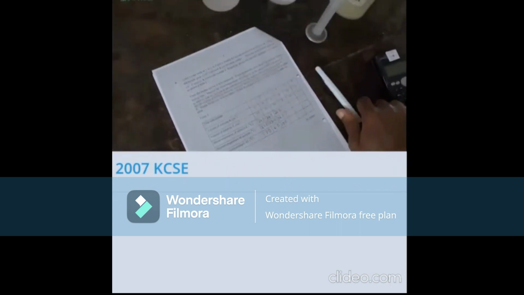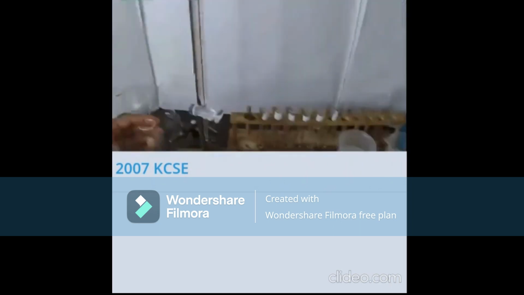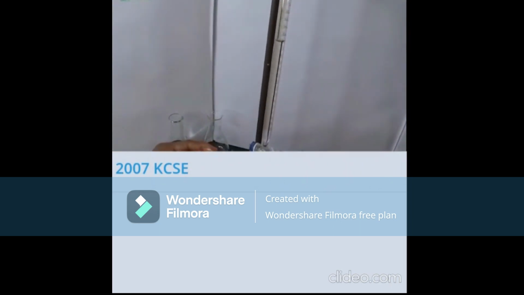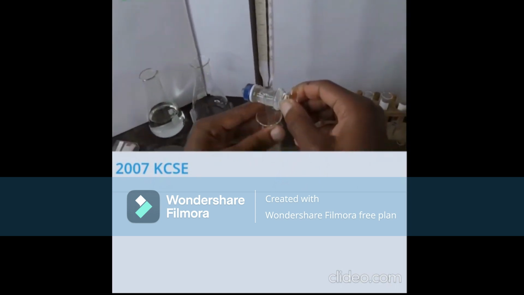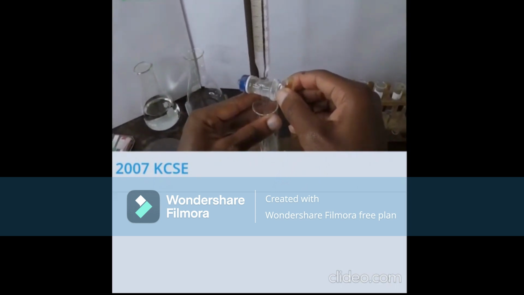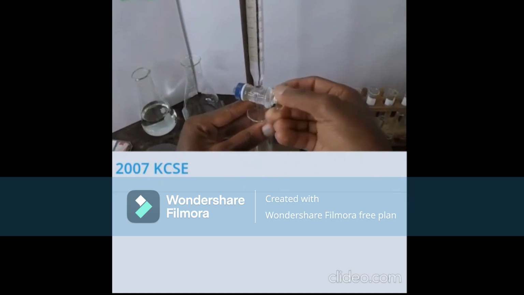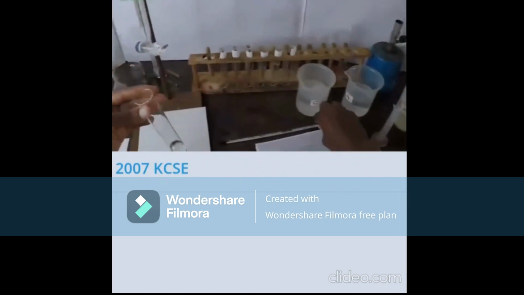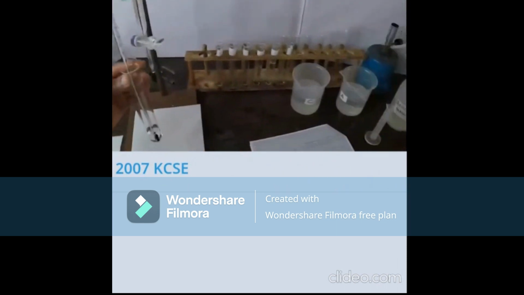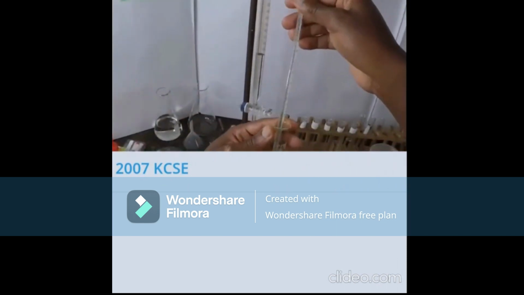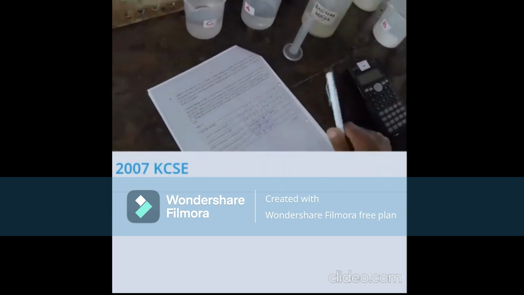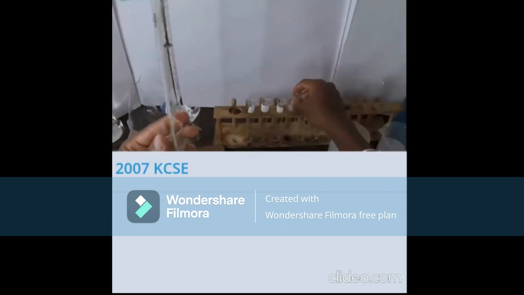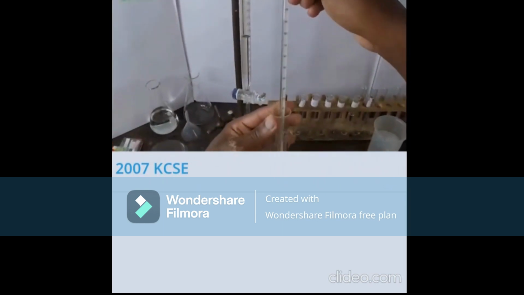Now our graph will have the y-axis as change in temperature. Let me finish first, then you'll see what I'll be drawing. It will be change in temperature against volume of solution A specifically.